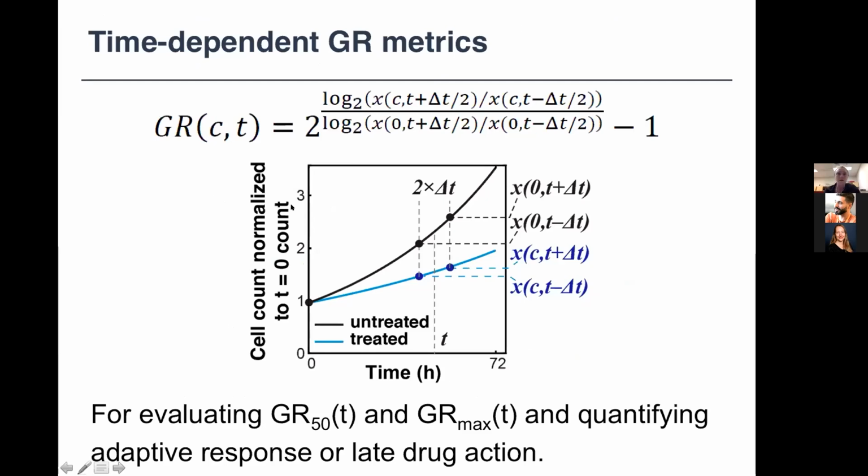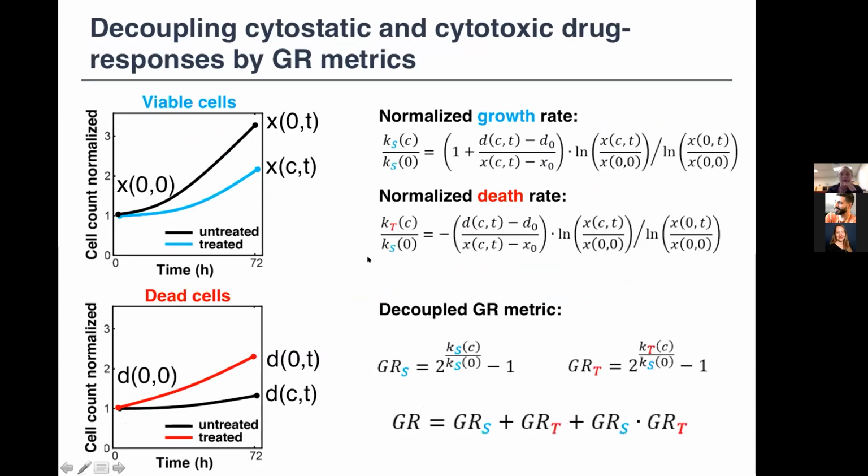And so I'm not going to spend any time on these slides. I just wanted to include them for your reference to let you know that in addition to these conventional GR metrics that we use for all our dose response data, there's also a time-dependent GR equivalent that can be used to look at how GR metrics vary over longer durations of assays. And essentially, you're just looking at different time windows as you move through your data sets. And we've also looked at decoupling the cytostatic and the cytotoxic components of dose responses.